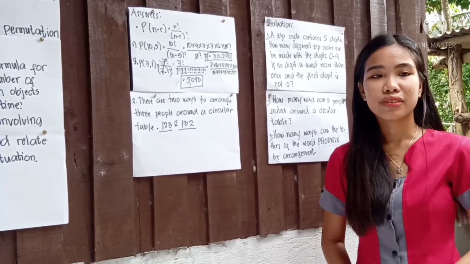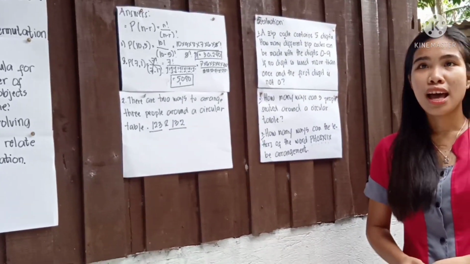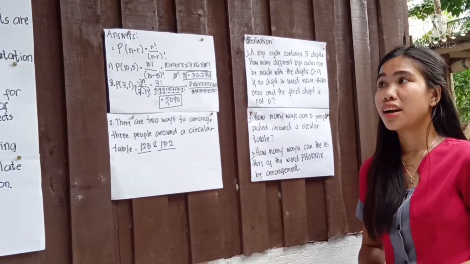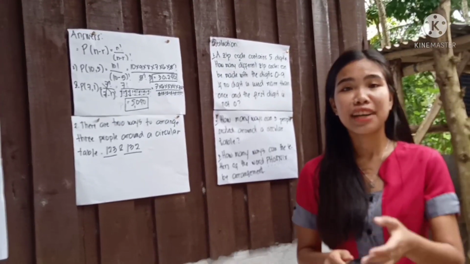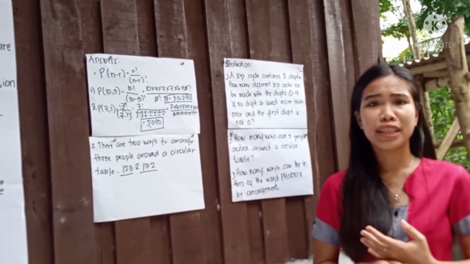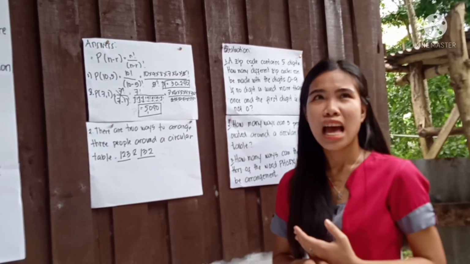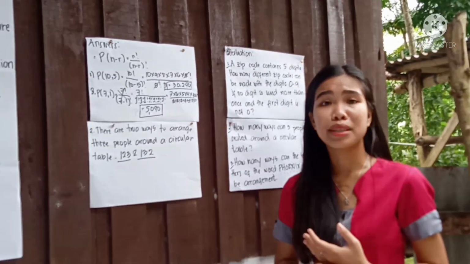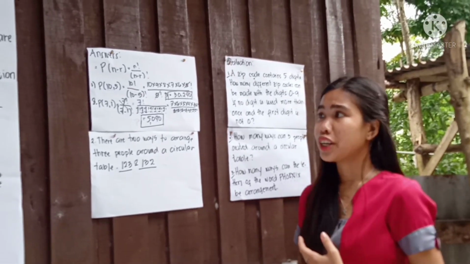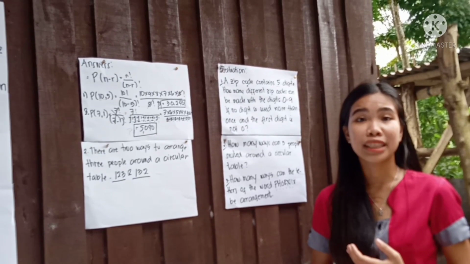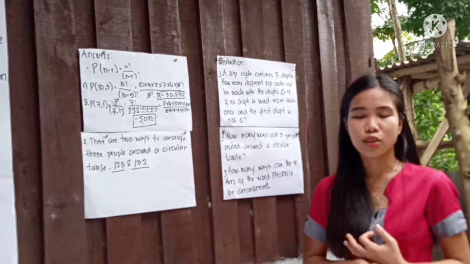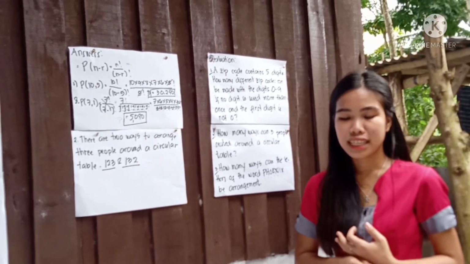Okay, for the assignment, I want you to write a reflection on what you have learned about the permutation and then relate it to a real life situation. You will give a situation where permutation is being applied in your life, with at least 150 words. You will submit it in the next meeting.